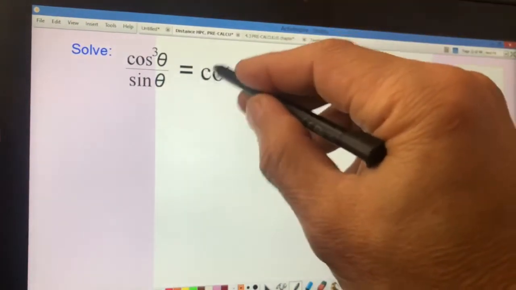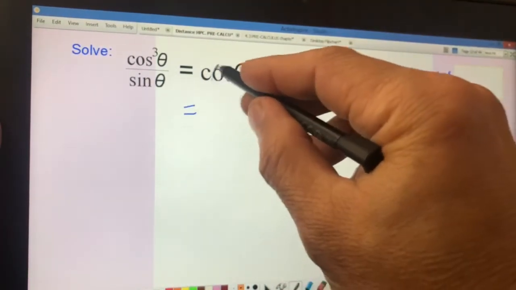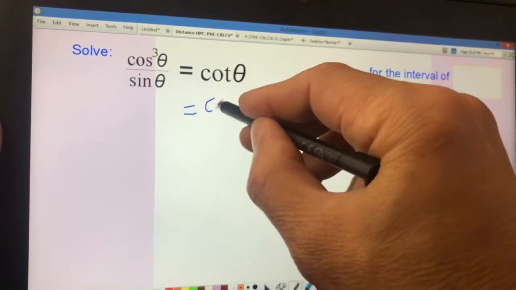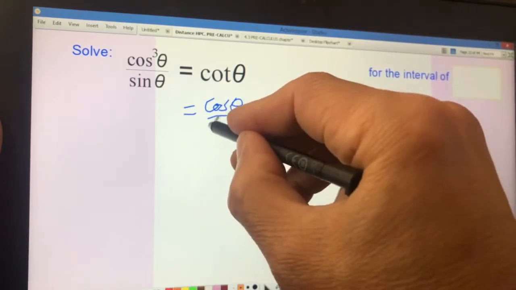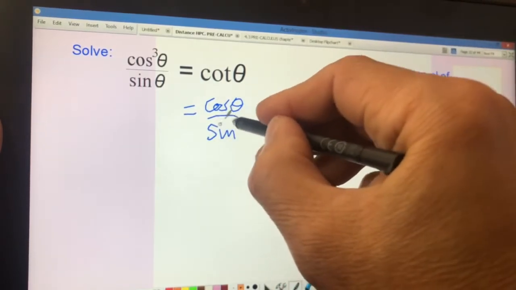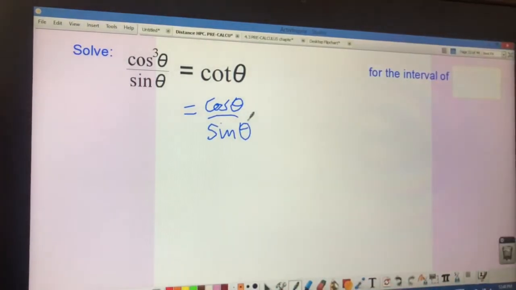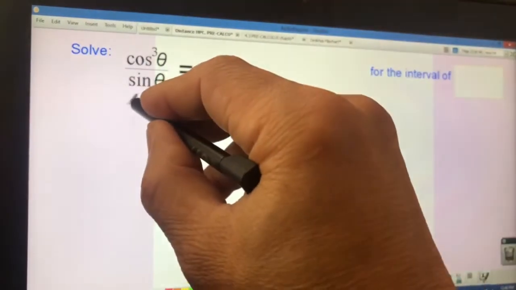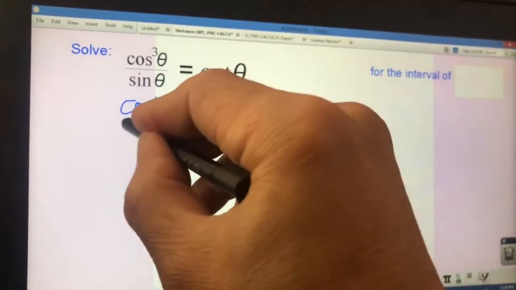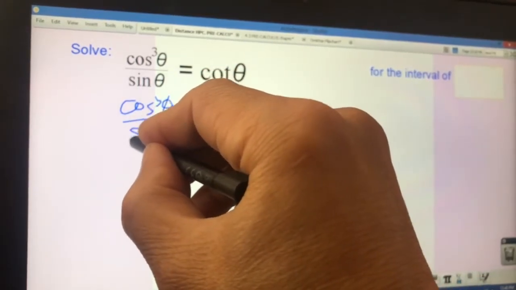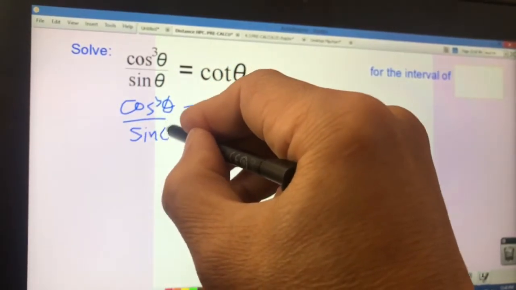So let me change that up. I said cotangent is supposed to be cosine of theta over sine of theta. Tangent is sine over cosine. Cotangent is cosine over sine. So now this side I got cosine to the third power over a sine like that.